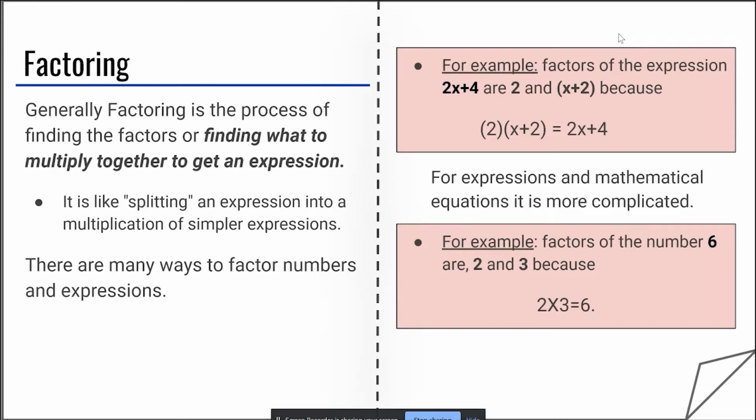Generally, factoring is the process of finding the factors, finding what to multiply together to get the expression. And here is an example, for example, this one, the factors of the expression.